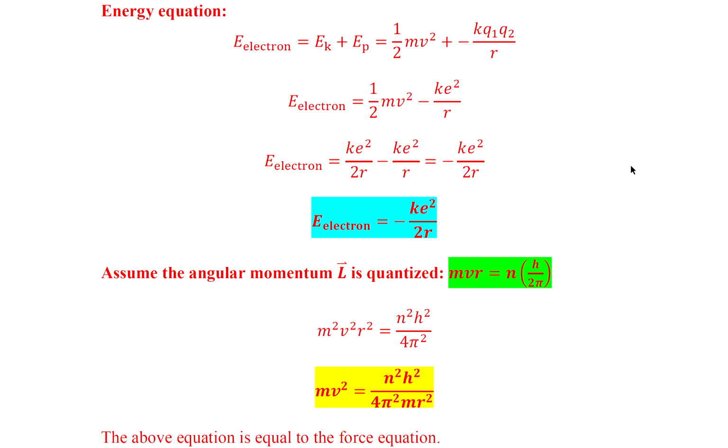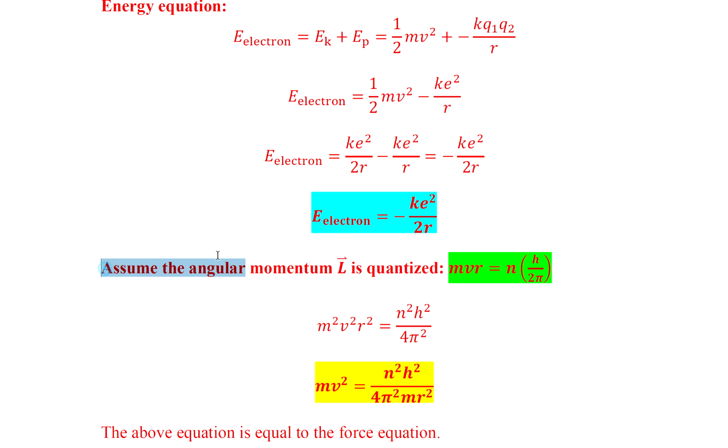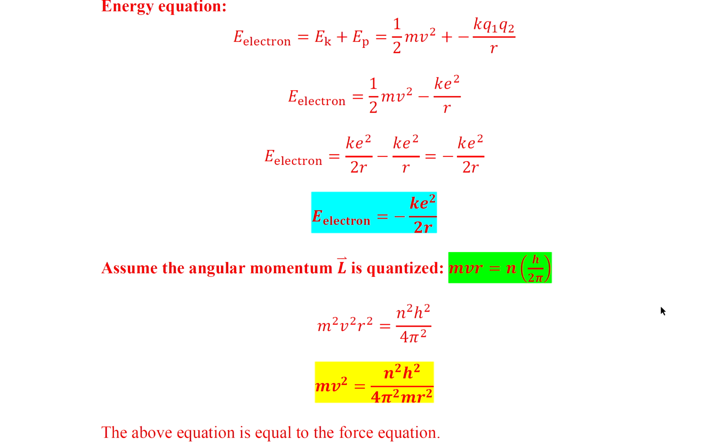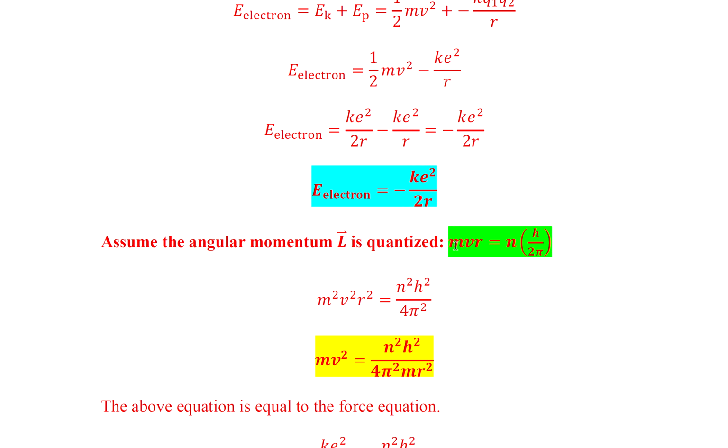Okay, so this is a big jump here. Assume that the angular momentum is quantized, just like energy can be quantized. So mvr equals nh over 2 pi. So the angular momentum is an integer n, which could be 1, 2, 3, 4, 5, 6, 7, 8, 9, 10, times h over 2 pi. So let's square both sides of this green equation. And then let's solve for mv squared.